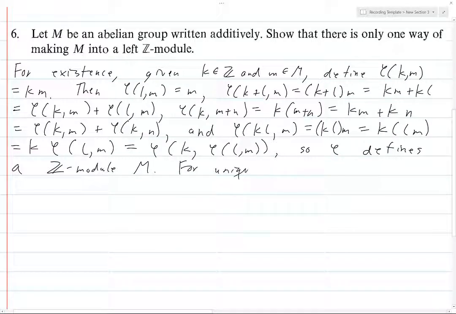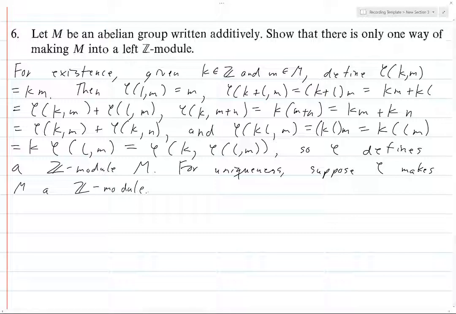For uniqueness, suppose psi makes M a Z module. So psi is a map that gives a Z module structure on M. Hold on. Something on my screen. Okay, so now what? Psi makes M a Z module, I claim. We want to prove that psi is phi.